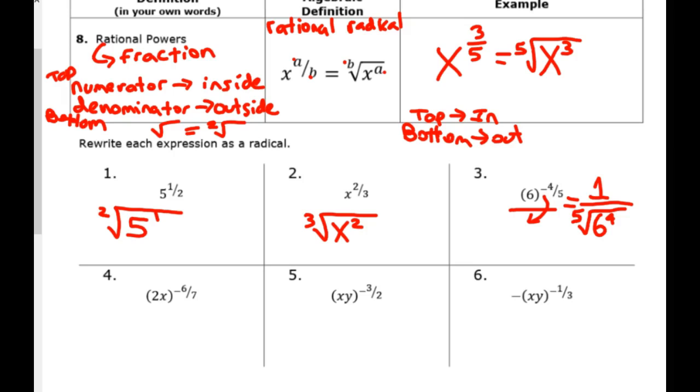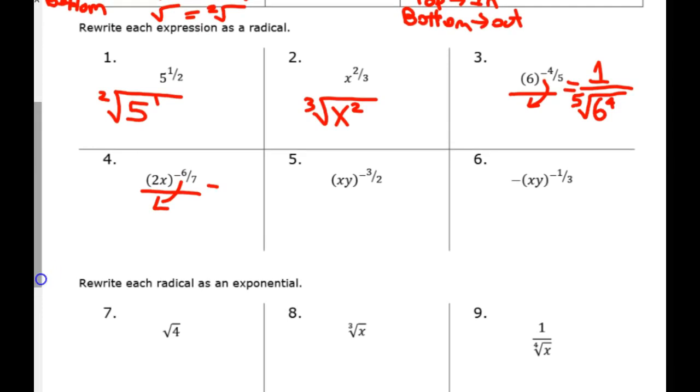Now, what's different about 4 is that instead of the base being just one thing, now we have 2 parts to our base, right? All right, so number 4, again, negative power means fraction bar, bring it down. Now, what's going to be left on top? 1. 1 on top. So I got my square root. Now I'm going to use parentheses, 2x here.